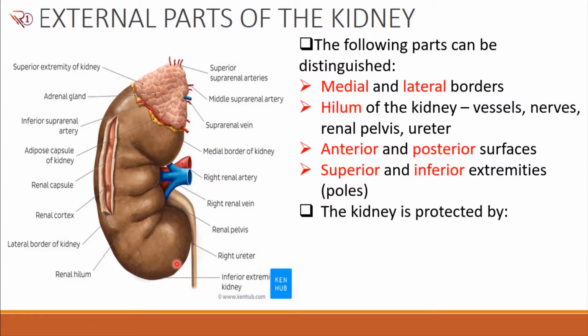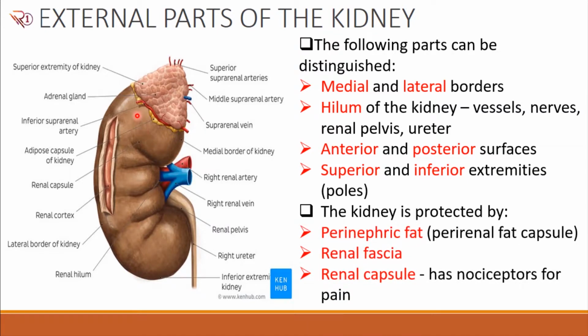Now, each kidney is protected by some tissues. What are these tissues? We have the perinephric fat or the perirenal fat capsule, which is covered by the renal fascia. Then on top of it, we have the renal capsule. Now, the renal capsule is endowed with nociceptors for pain. So actually, when there is a blow in the lumbar region and we are feeling some pain, this is due to the activation of the nociceptors.